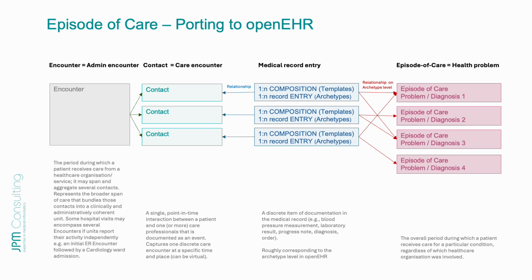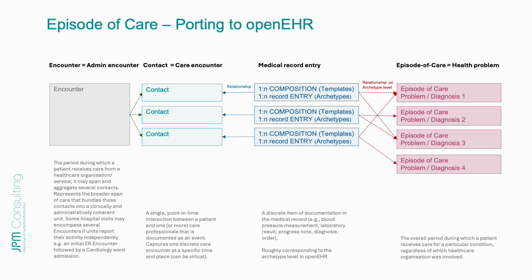The clinical content is captured as medical record entries, each stored in its own composition. Within that composition, the clinical statements are modeled using entry archetypes: observations, evaluations, instructions, and actions. The benefit of separating contact and record entry is that encounter context and clinical content stay clearly separated. In addition, each medical record entry can be explicitly assigned to a unique contact.